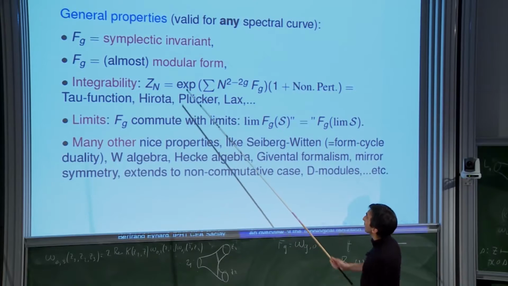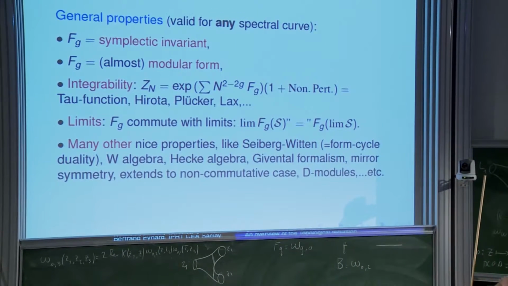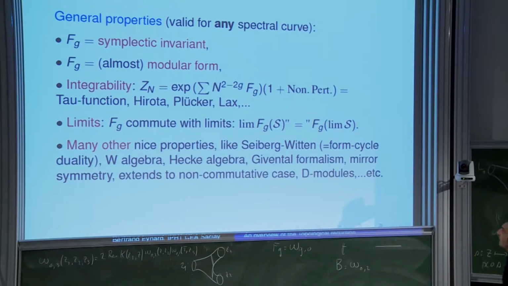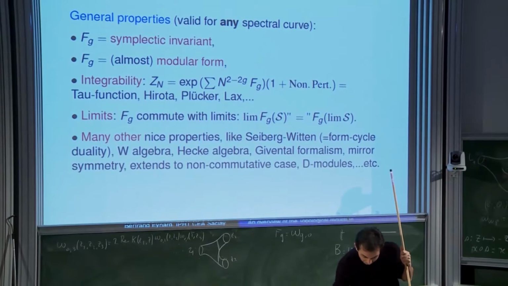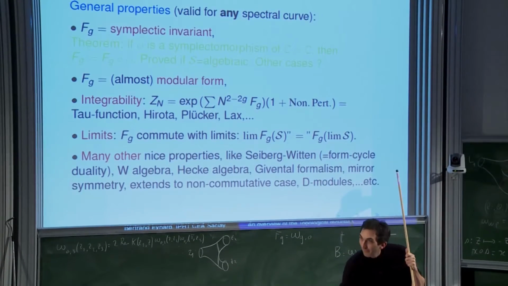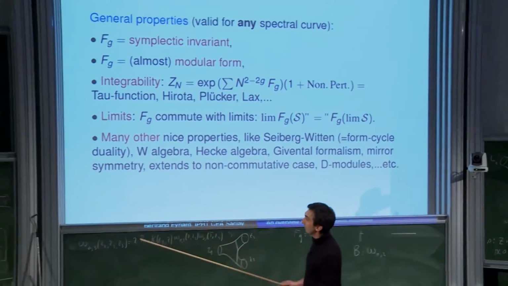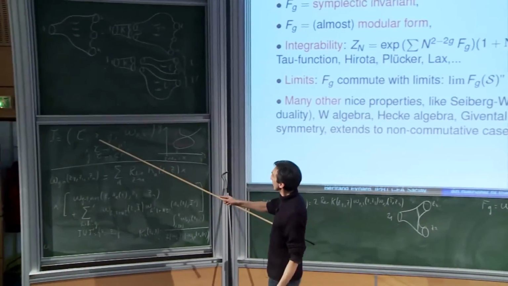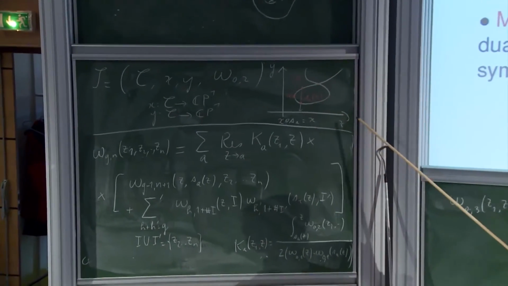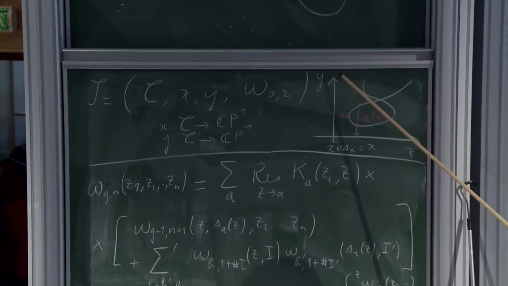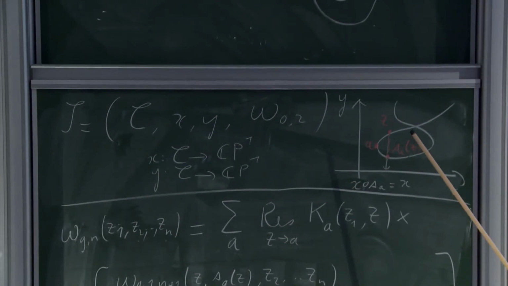Well, another property is the symplectic invariance. To be fair, this is not really proved in general. This is only proved for special cases. But the idea is if you have this x and y here, it means you have a curve somehow immersed into C square, CP1 to the square. You have a curve immersed into, well, either CP1 to the square or C square or whatever.